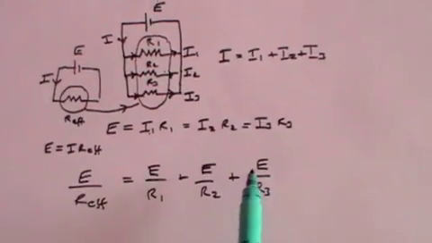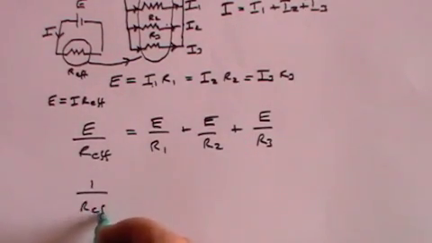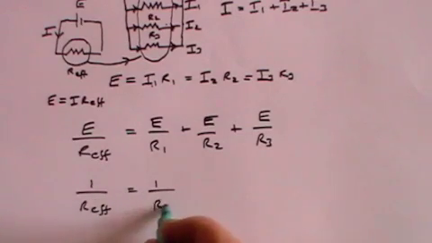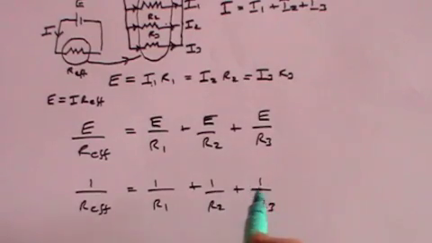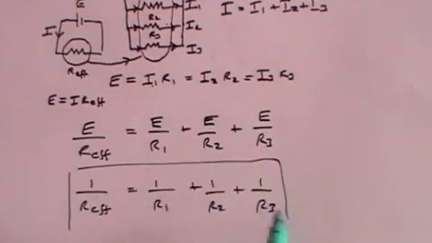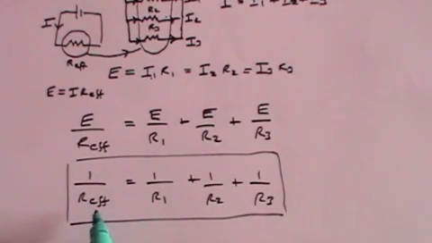And now you can cancel out all the E's and say that 1 over R effective equals 1 over R1 plus 1 over R2 plus 1 over R3. And that is the formula for calculating resistors in parallel. The effective resistance is given by the formula that 1 divided by the effective resistance of all those three resistors in parallel is equal to 1 over R1 plus 1 over R2 plus 1 over R3.